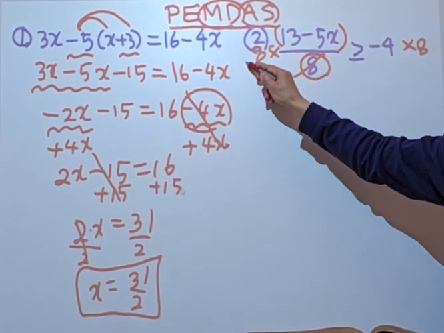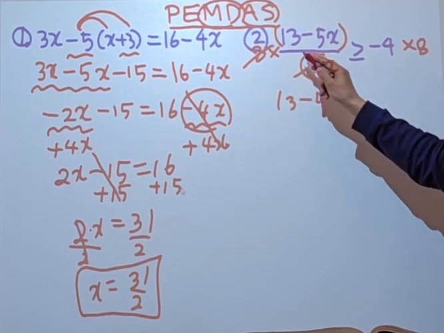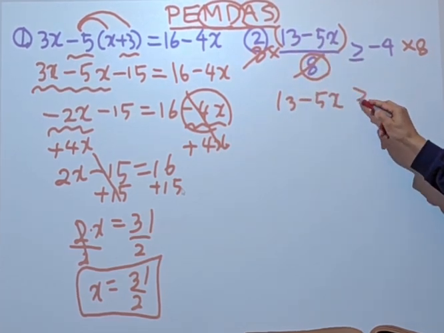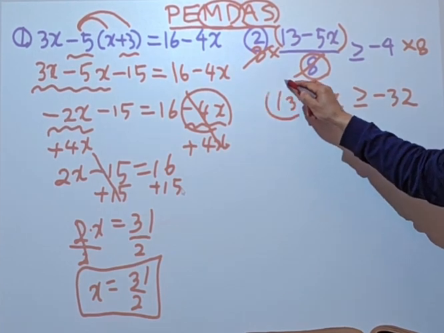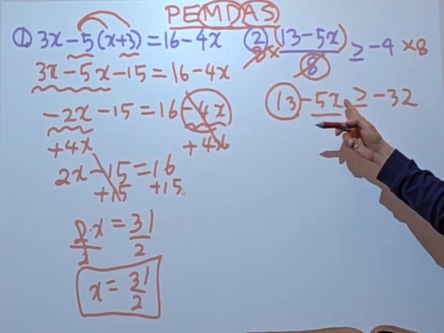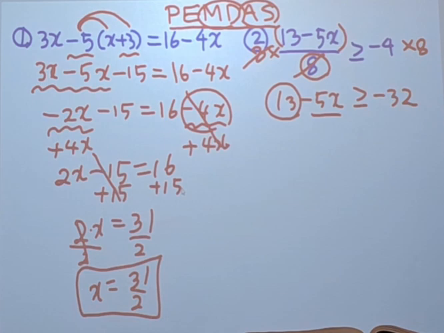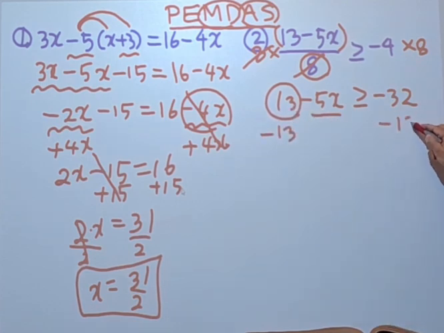So that means this cancels out, then 13 minus 5x, you don't need the parenthesis anymore, I get rid of it. And here, negative 32, right? That's the first thing you need to do. Now what? This plus or minus, because this one is minus 5 times x, right? So we're going to move this one first, so negative 13 here, negative 13 here, right?